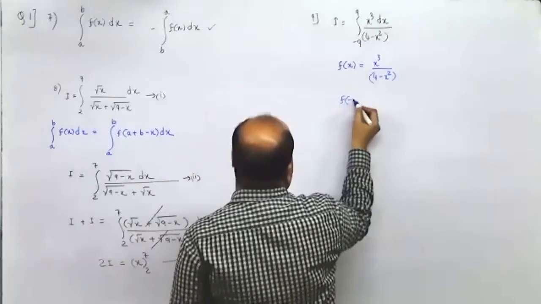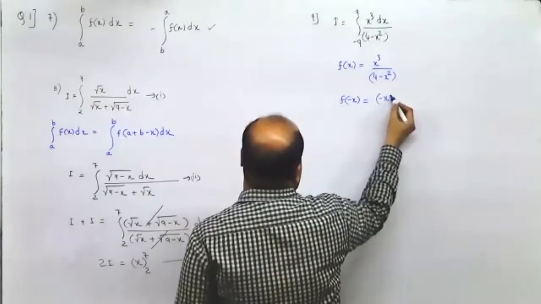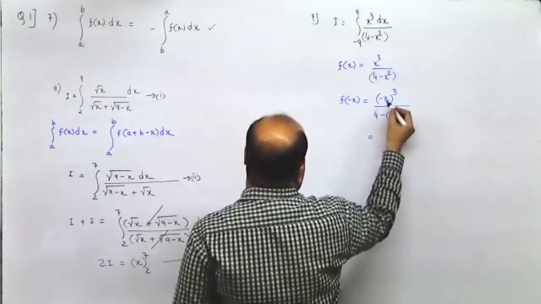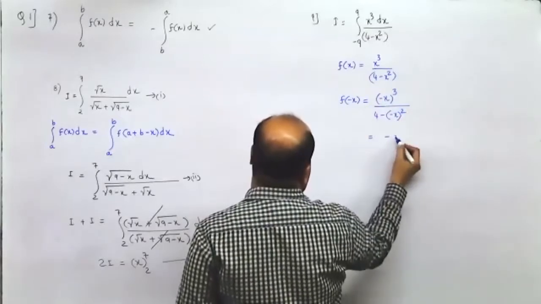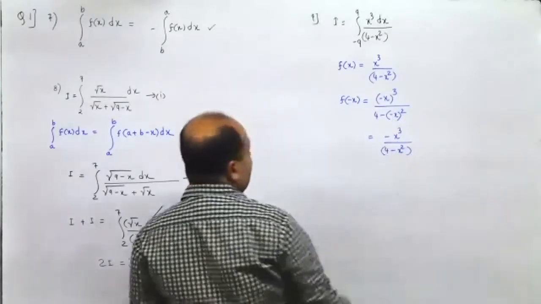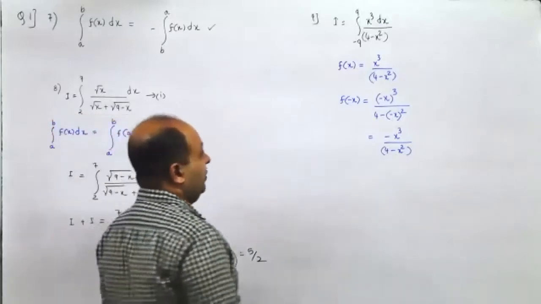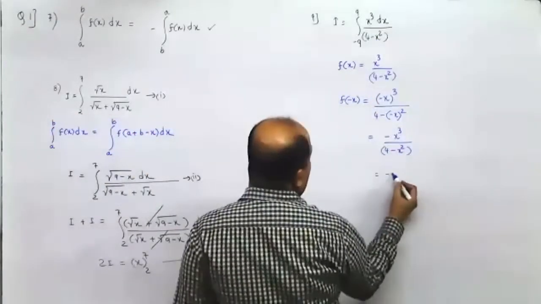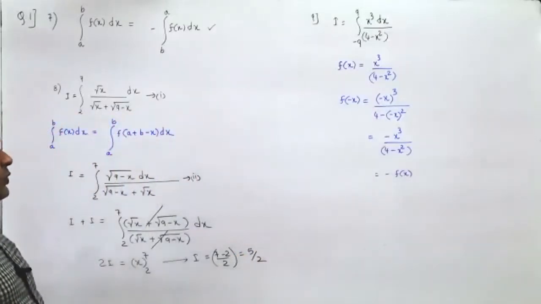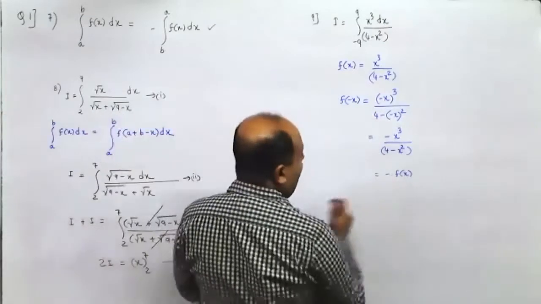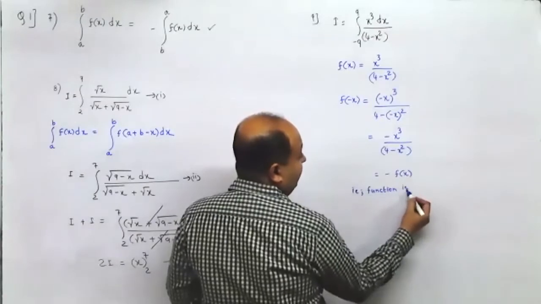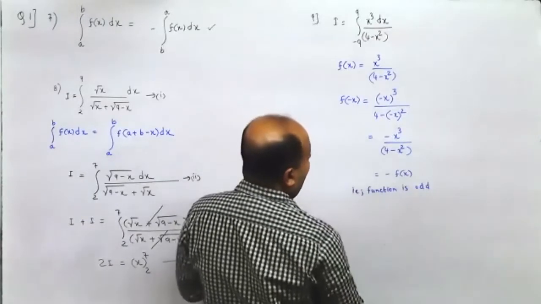Here the function is x cube upon 4 minus x square. So what is f of minus x? Replace x with minus x. You get minus x the whole cube upon 4 minus minus x the whole square. Take minus out, this would be x cube, and 4 minus x square. So you would get minus of x cube upon 4 minus x square. That is, I can say it is minus of f of x. F of minus x is minus of f of x, and this means the function is odd. And when the function is odd, we say I is 0.